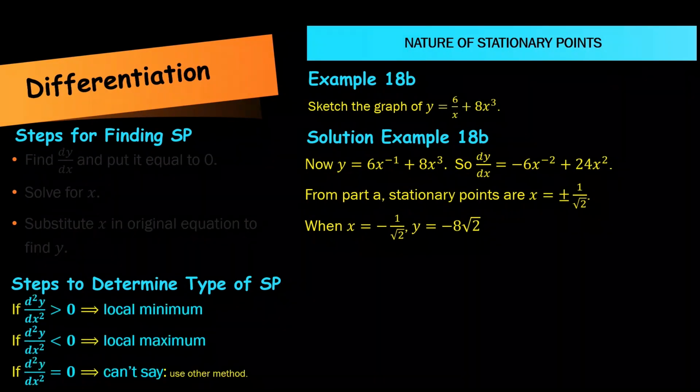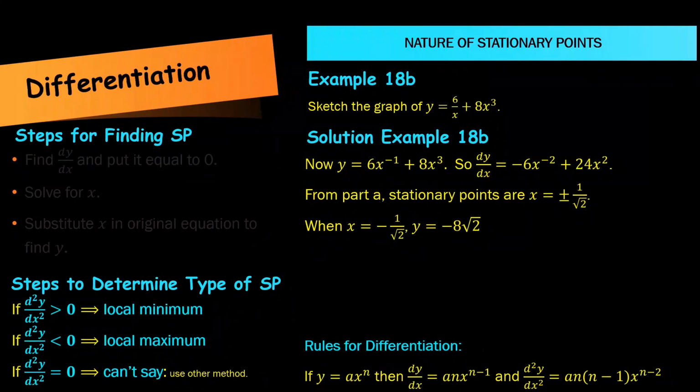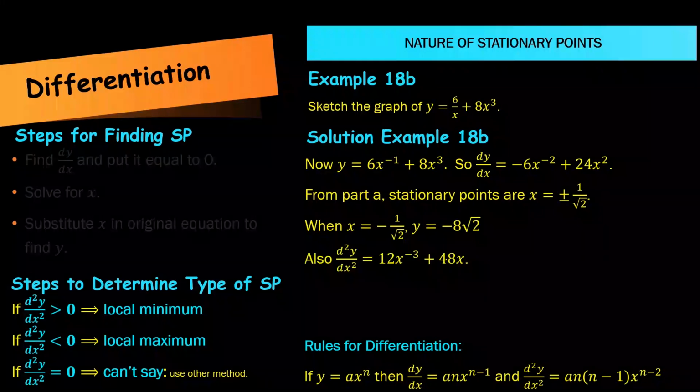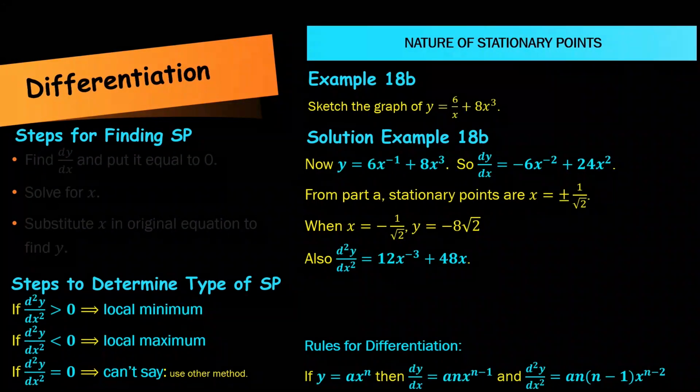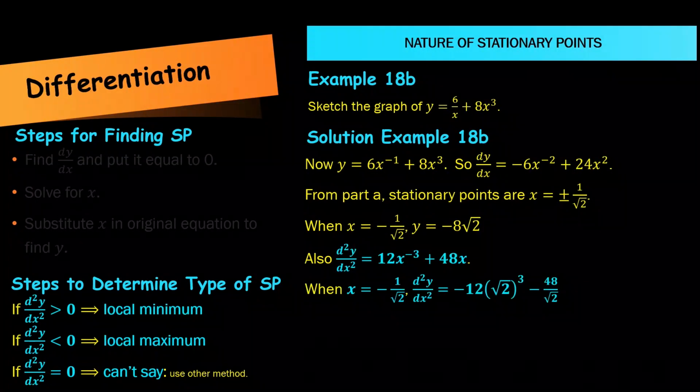Now let's differentiate again in order to find the nature of this turning point. So differentiating again gives us d2y dx squared equals 12x to the minus 3 plus 48x. And so when x equals minus 1 over root 2, d2y dx squared is less than 0.